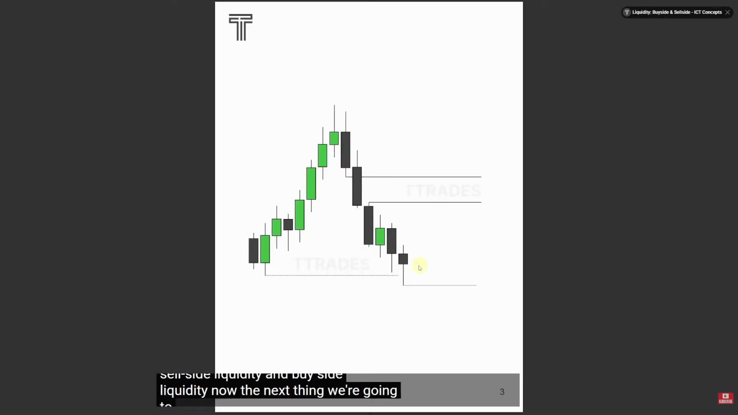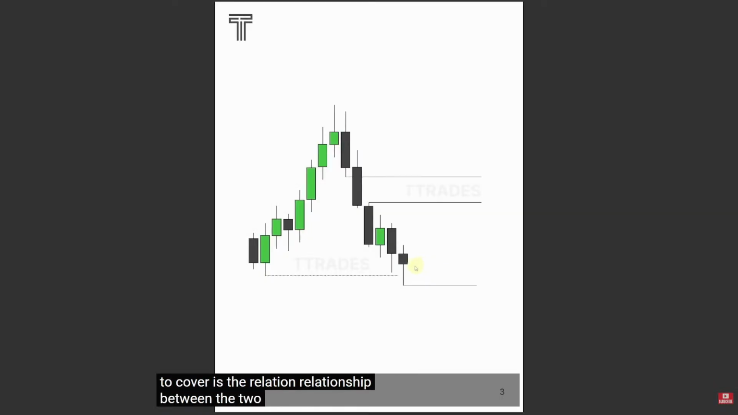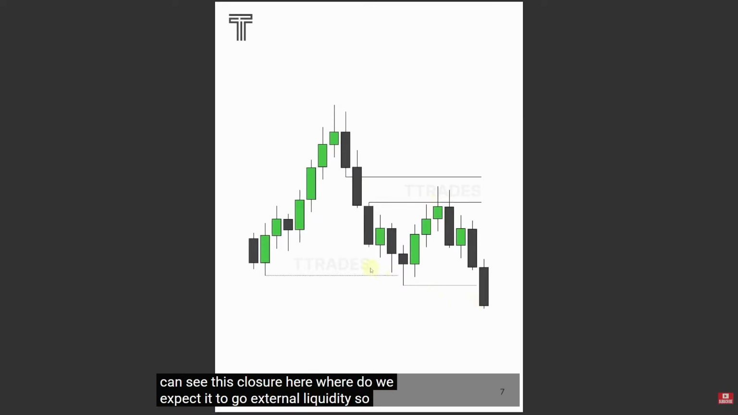Now the next thing we're going to cover is the relationship between the two. So since price swept and could not displace through, this external liquidity is likely to reach back where? Internal liquidity. Now that price reaches internal liquidity, it's respecting the fair value gap. And you can see this closure here. Where do we expect it to go? External liquidity. So you can see price moves from external to internal and back to external.